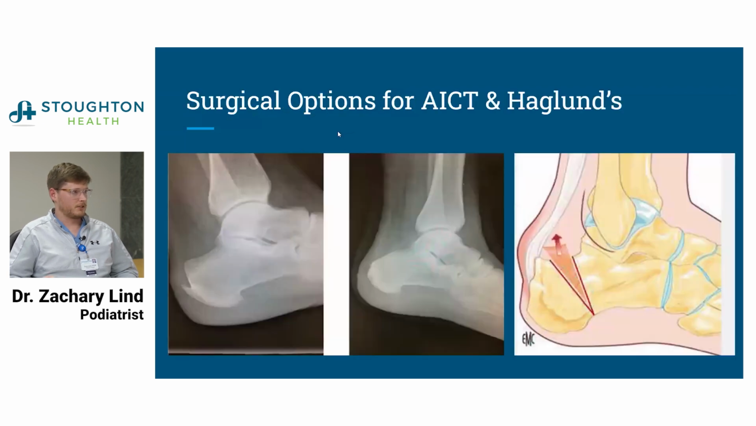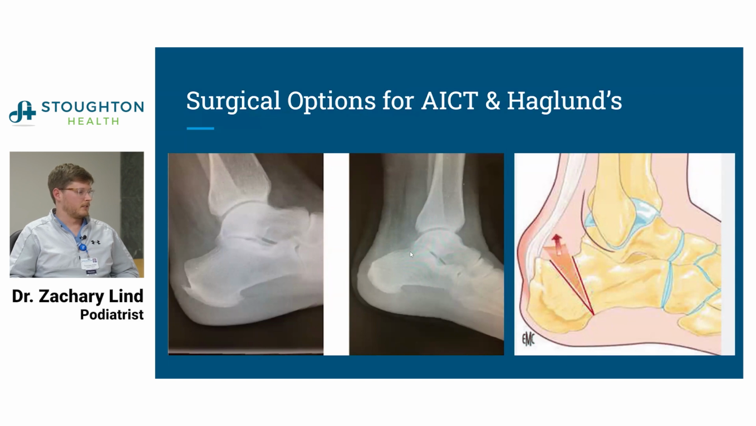So what are some surgical options for Achilles insertional calcific tendinosis? Again, here you see the spike at the back. This person also has a Haglund's. They're not mutually exclusive. You can have both. So they would have had this done: the spur is shaved off, and then you shave off the top.